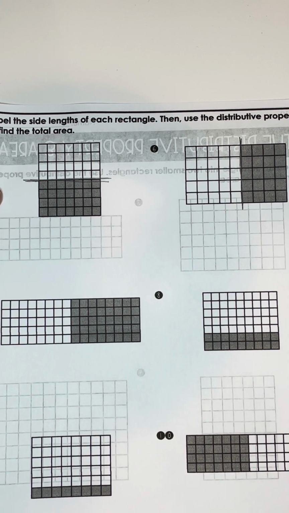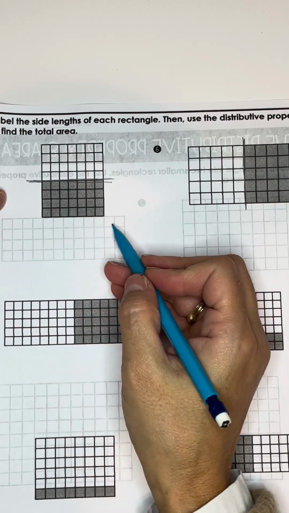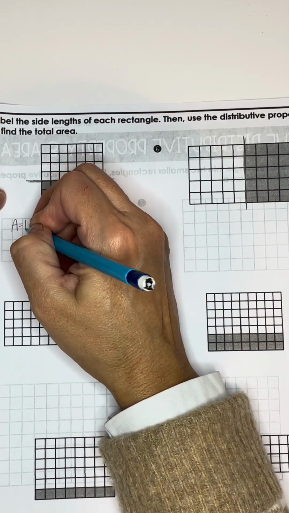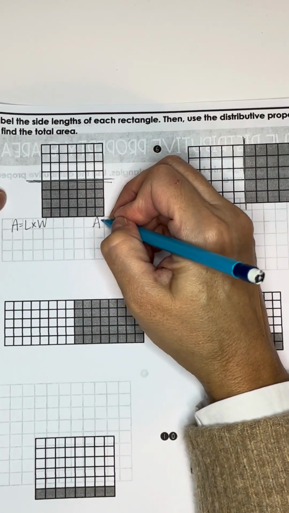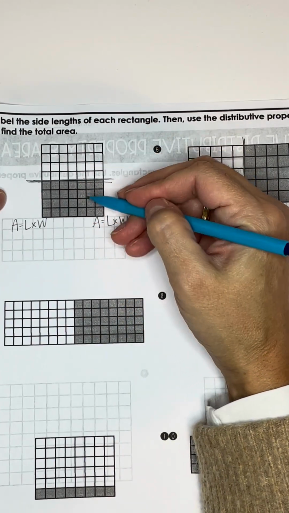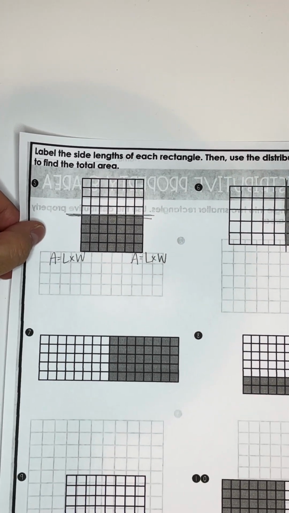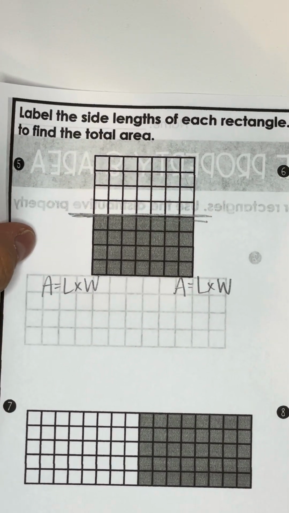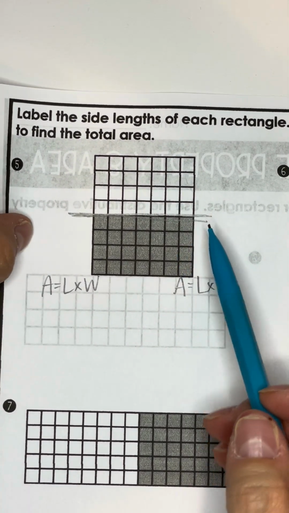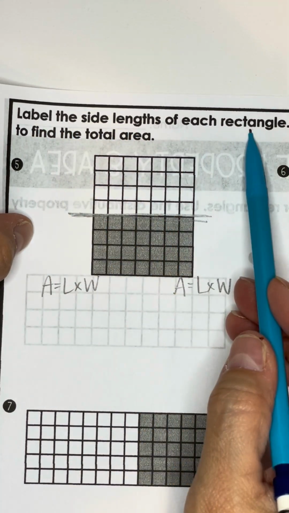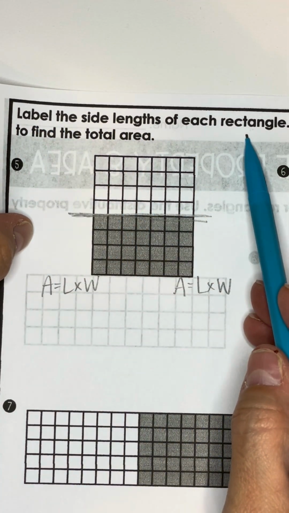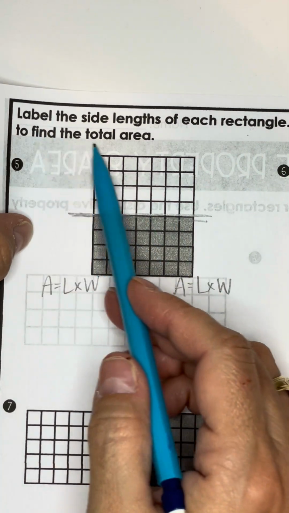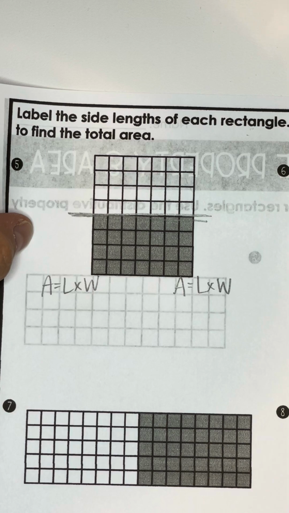All right, so we are going to have on each of these 2 different area equals length times width because there are 2 different rectangles here. So let's start with this one. See if I can zoom in for you. Okay, let's start with this one. Label the side lengths of each rectangle. Then use the distributive property to find the total area. We remember distributive property as breaking and then putting it back together. Okay, so that's what we're going to do.